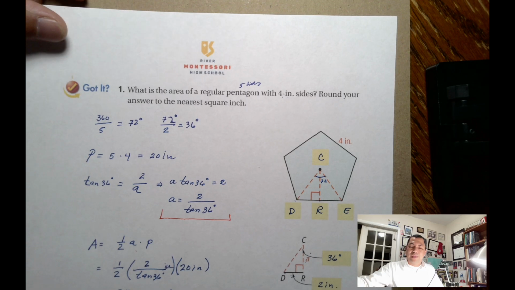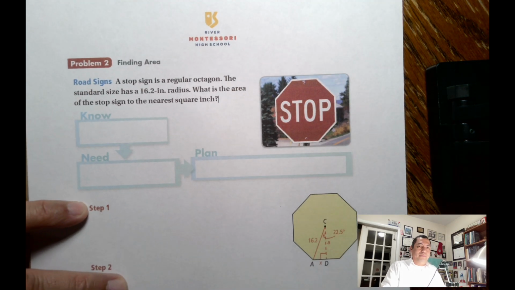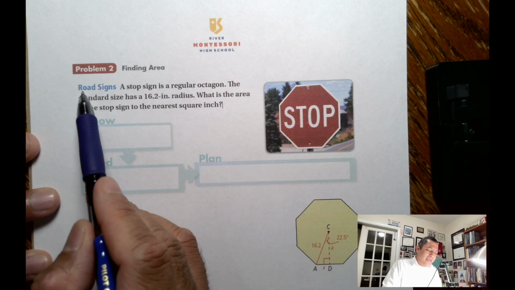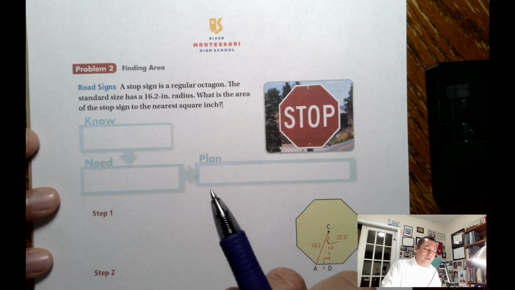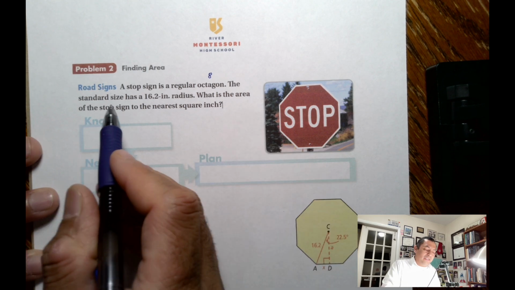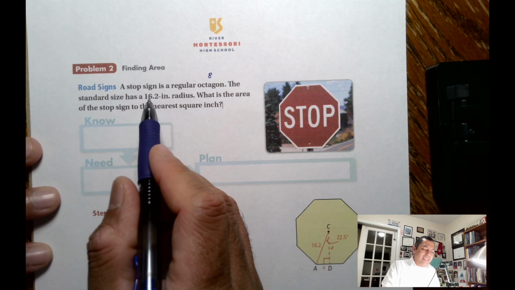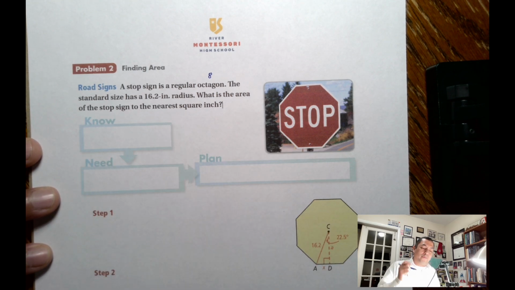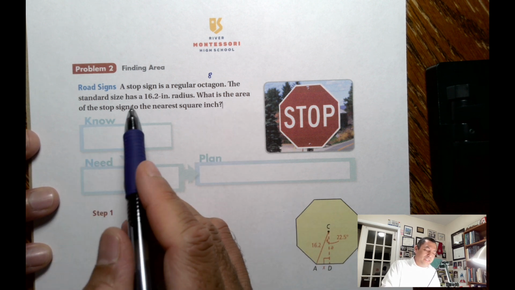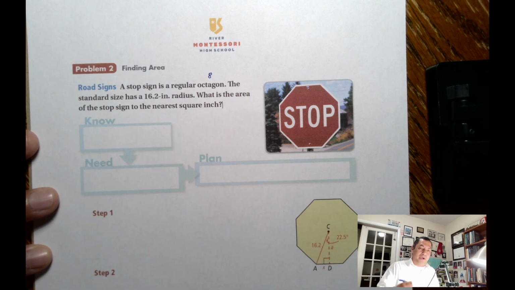Let's move to example number 2. Let's see what they want. So I have find the area. A stop sign is a regular octagon, so that means it's 8 sides. The standard size has a 16.2 inch radius. What is the area of the stop sign to the nearest square inch?